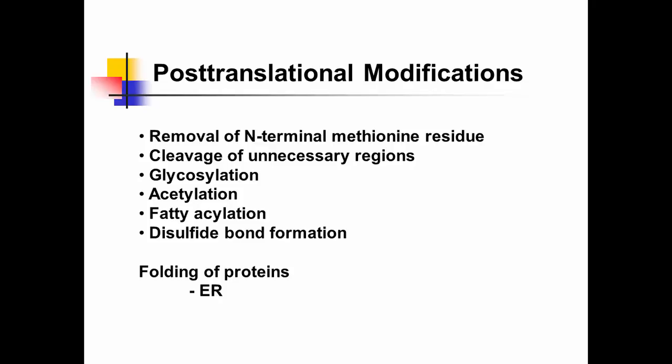And disulfide bond formation: the protein usually contains more than one peptide, right? So multiple peptides can be bridged by disulfide bonds. And then finally, once all these modifications are finished, the protein needs to be folded in order to have a function. This folding of a protein usually occurs in the ER, right?